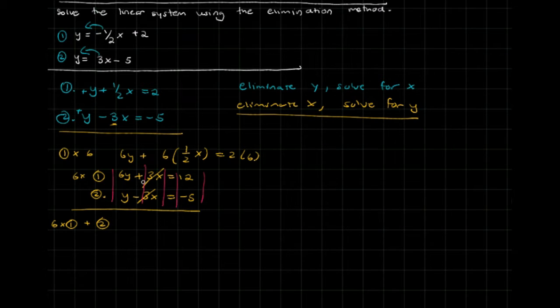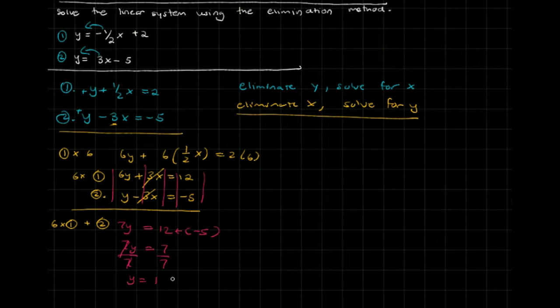So positive 3x and negative 3x cancel out, you get 0. 6y plus y is 7y, and 12 plus negative 5 is 7. So you get 7y is equal to 7. You divide this by 7, y is equal to 1.